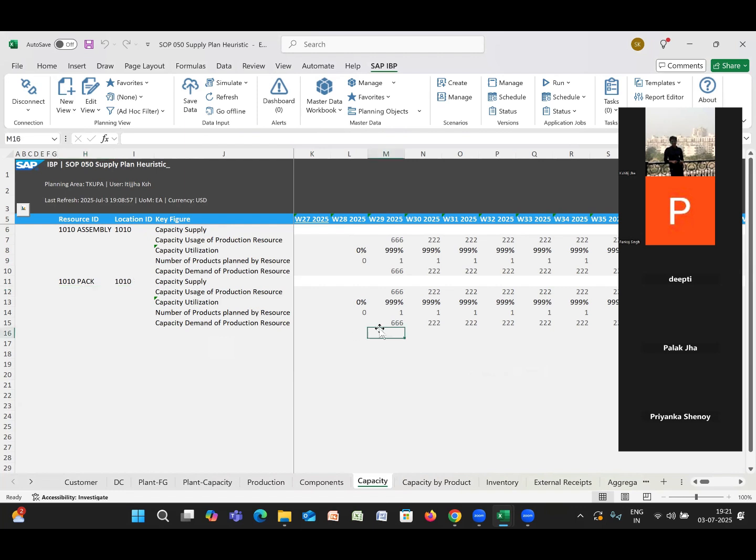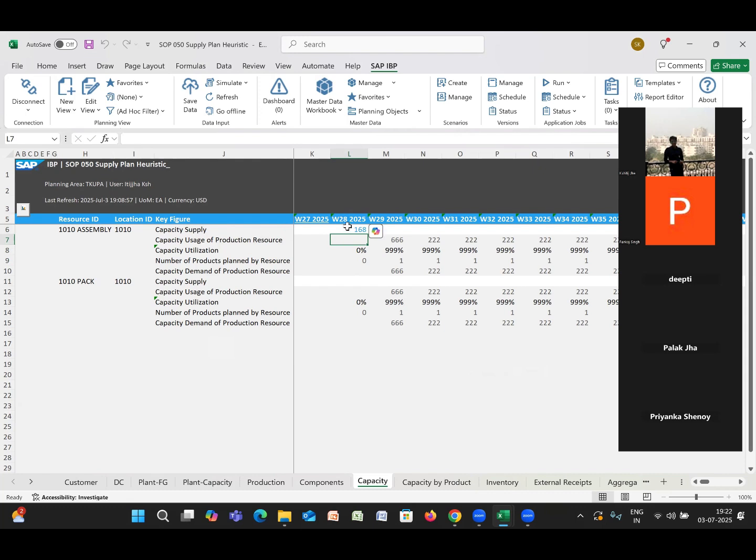Okay, now this is a resource called 1010 assembly and this is another resource called 1010 pack. So these are the two machines which are there in this plant 1010. Now these machines are available 24 hours in a day. So in a week, they are available for 168 hours. Okay. So I will write down 168.